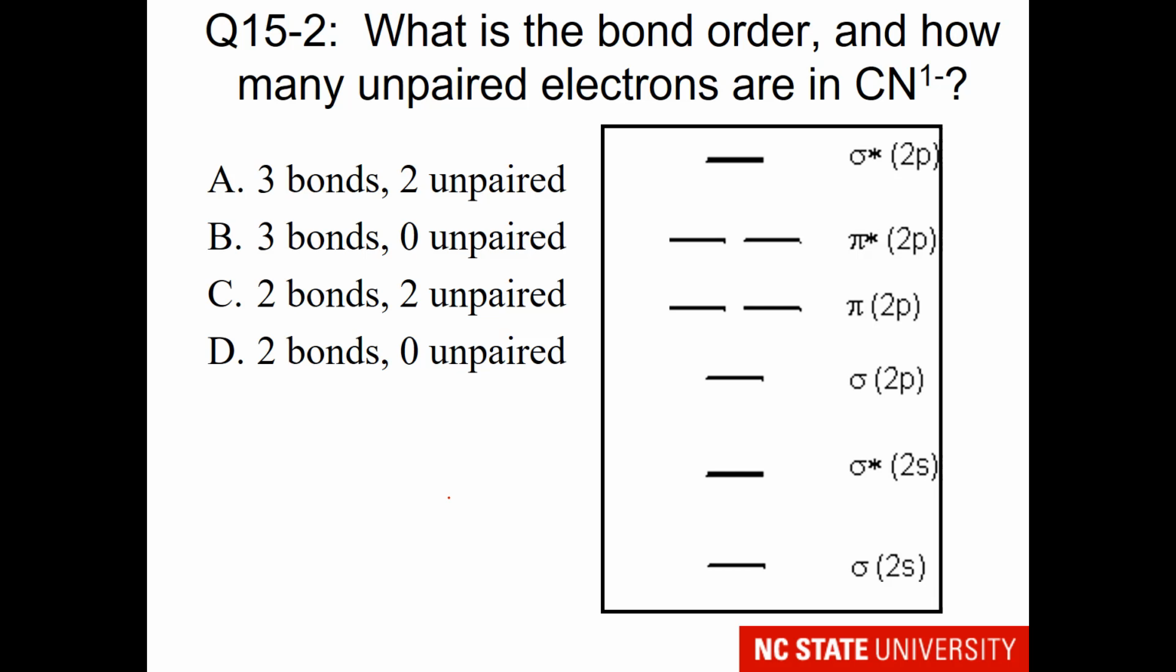Here's your question. What is the bond order and how many unpaired electrons are in the cyanide ion? So let me help you get started. Carbon is group 4, nitrogen is group 5, and the charge on the ion is -1. So we need to add that as well. So that is 10 electrons to place. Please put your 10 electrons in this diagram, and you can tell visually if you have paired or unpaired electrons. And for bond order, don't forget no stars minus stars divided by 2.